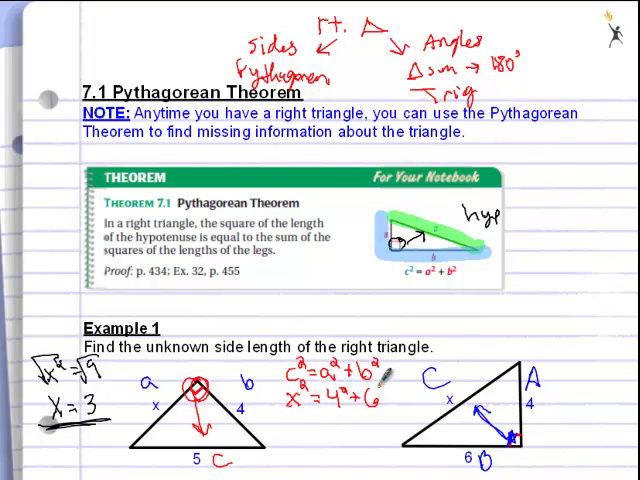And the problem I get is x squared equals 4 squared plus 6 squared. Now what I need to do is just square stuff. 4 squared is 16. 6 squared is 36. 16 plus 36 is 52.